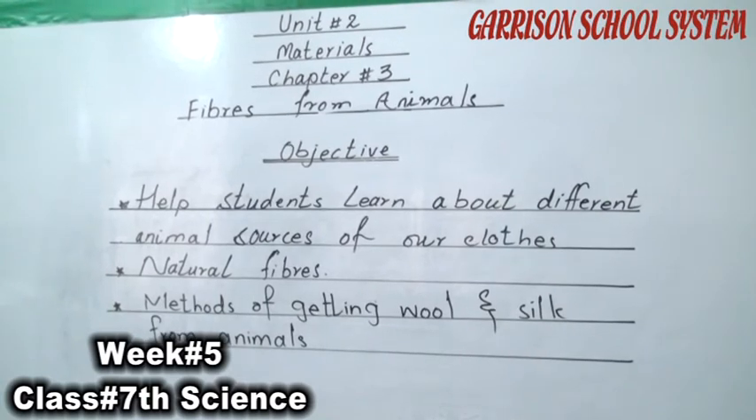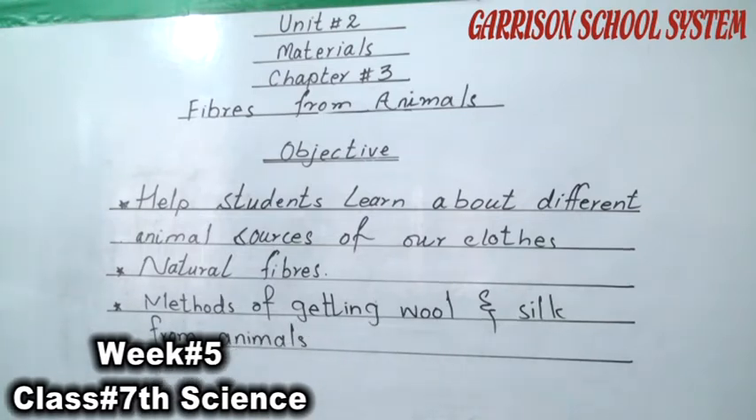Before I tell you what we will discuss in this chapter, first of all I will tell you the objective of our chapter: to help the students learn about different animal sources of our clothes, natural fibers, and methods of getting wool and silk from animals.